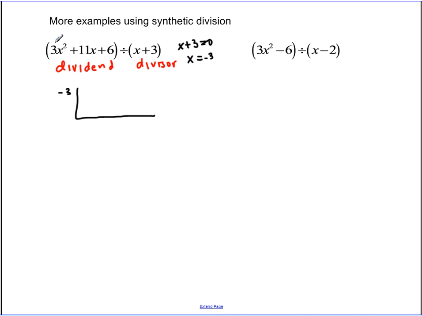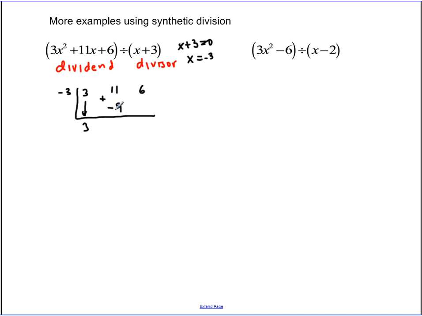We're going to take the coefficients from our dividend. So we're going to put 3, 11, and 6 outside of that division bar. And we're just going to carry it out. It's going to carry down the 3 directly. So we put 3 down here. We're going to take negative 3 times 3, and we're going to put that result here. So negative 9. Now we're going to add going down the column.